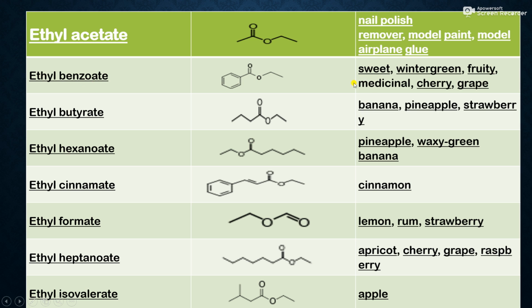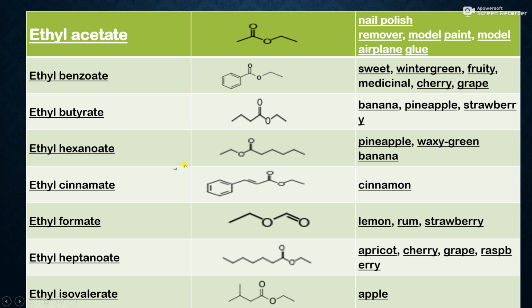This is ethyl benzoate. It is sweet in taste and found in wintergreen, fruity, and it is used for medicinal purposes. Then it is found in cherry, grapes, etc. Then ethyl butyrate. This ethyl butyrate is found in banana, apple, pineapple, strawberry, etc.